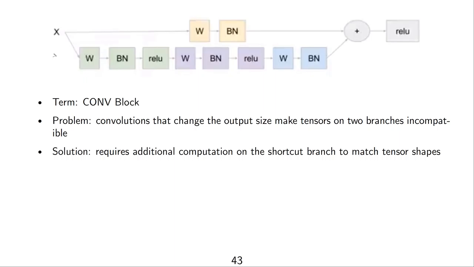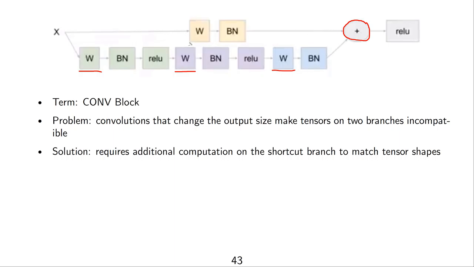The problem that we need to address is when the computation on the main branch changes the resolution of the tensor. So let's just imagine that one of these blocks here, let's say a convolutional or fully connected layer, will change the resolution by a factor of 2. So the width and height would be divided by 2. Then it is no longer possible to simply add the input tensor X with the output of the computational branch.